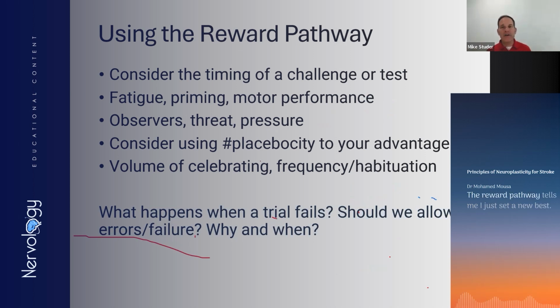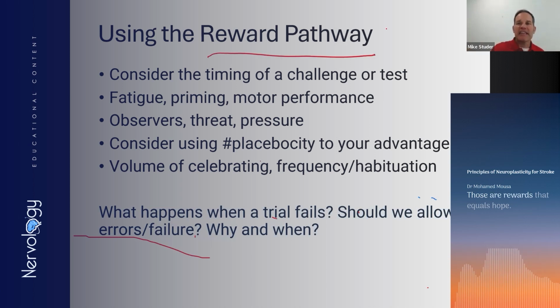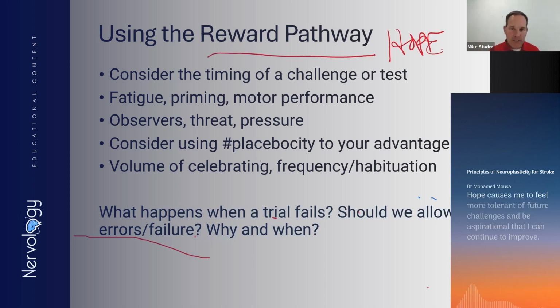The reward pathway tells me I just set a new best. He tried to distract me and I was still able to do well. That is my greatest number of days in a row without falling. Those are rewards. That equals hope. Hope causes me to feel more tolerant of future challenges and be aspirational that I can continue to improve. So we have attention goes up, we have dopamine that goes up, and we have neuroplasticity that goes up.